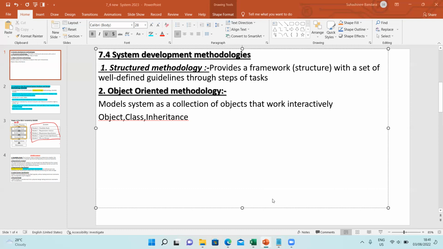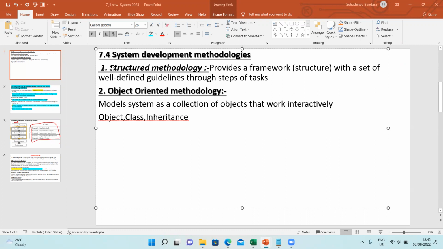Now we are going to move to another section, system development methodologies. That means there are two methodologies for developing a system. Mainly in our syllabus, we are focusing on the structured system development methodology. In the future, when you become a software engineer and build some complex projects, you will be using the object-oriented methodologies.